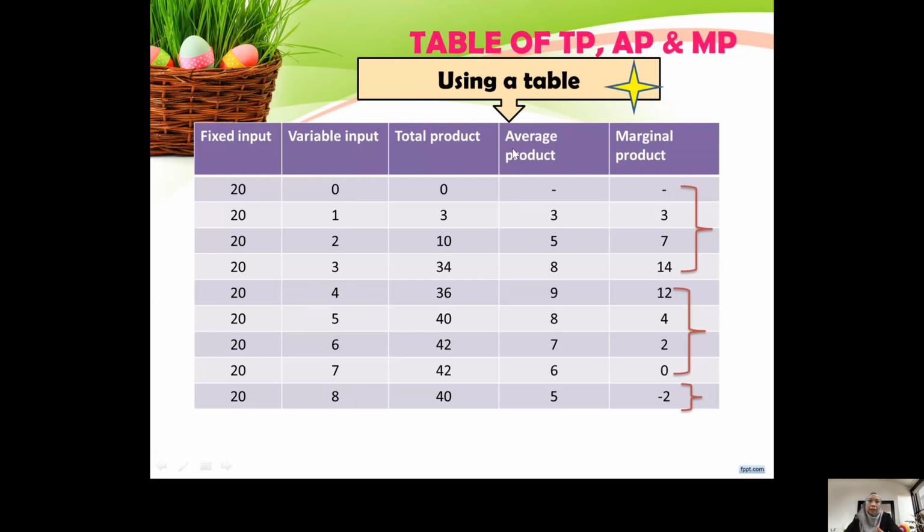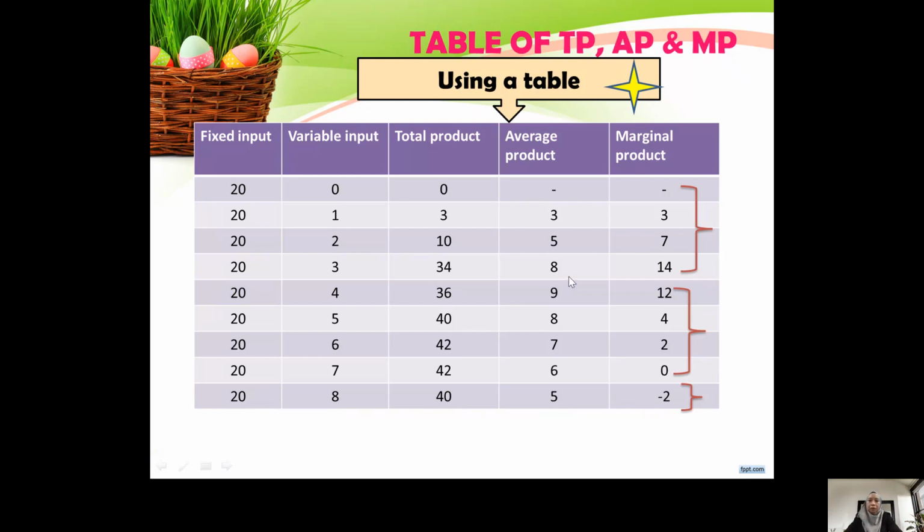And then the total product, as you can see here, is increasing rapidly from 3, 10, and then suddenly reaches 34, and then 42 at maximum, and then decreases to 40. That's the total product. That's the nature of the table for TP, AP, and MP.